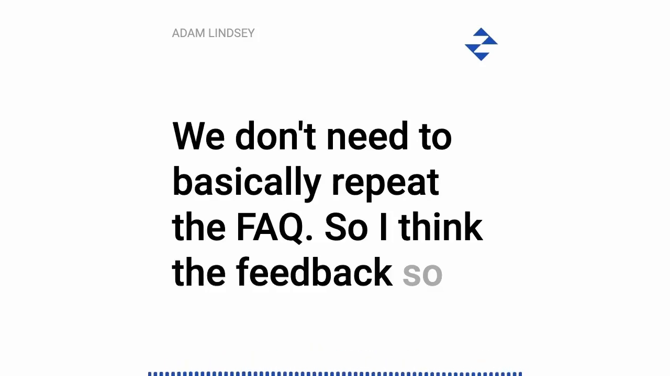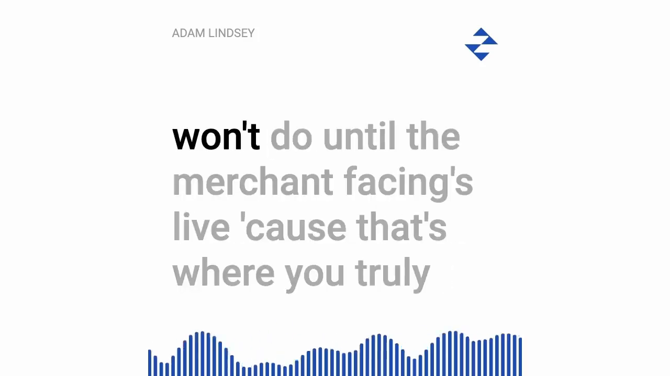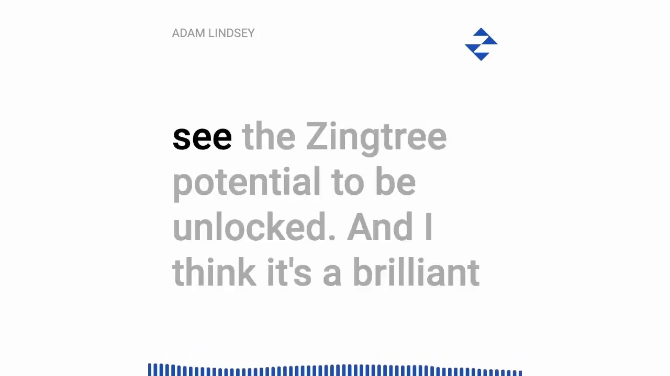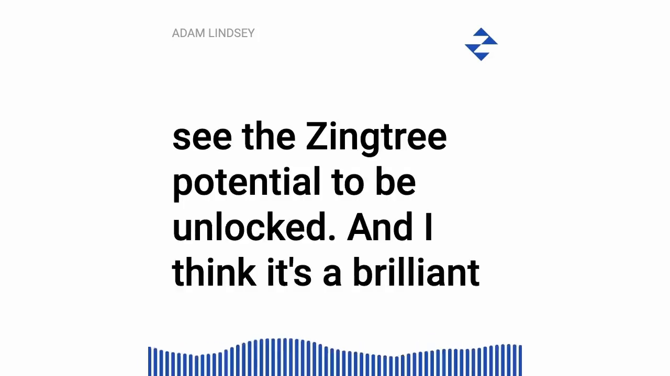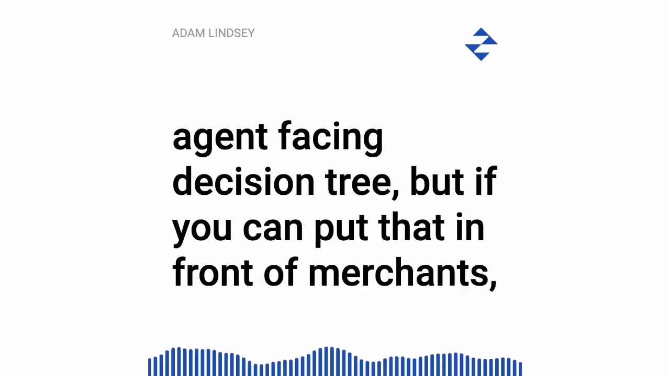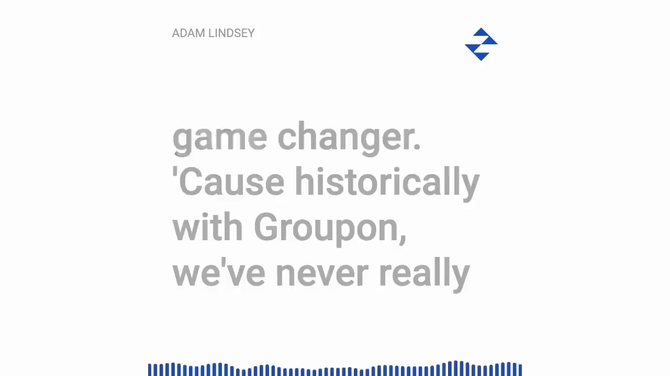So I think the feedback so far is positive, but we haven't unlocked the true potential, and we won't until the merchant facing is live, because that's where you truly see the Zingtree potential to be unlocked. I think it's a brilliant agent-facing decision tree, but if you can put that in front of merchants, that's where the true potential is. That's where it will really be a game changer.